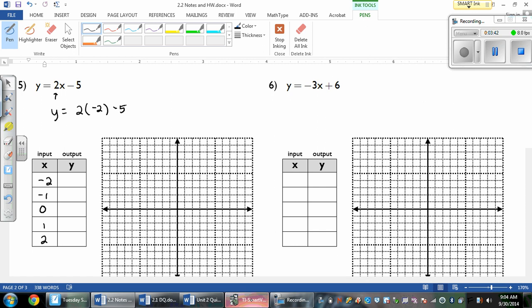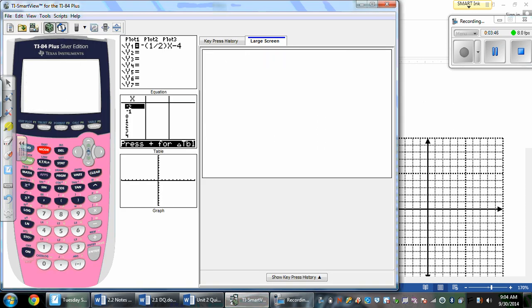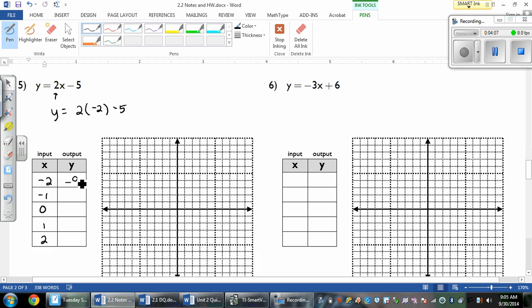Okay. In your calculator, what you'll have is 2, parentheses, negative 2, minus 5. Okay, so that's my first y value, negative 9. So I'm going to come back to our notes, and I'm going to write negative 9. And I'm going to do the same process for every value, negative 1, 0, 1, and 2.